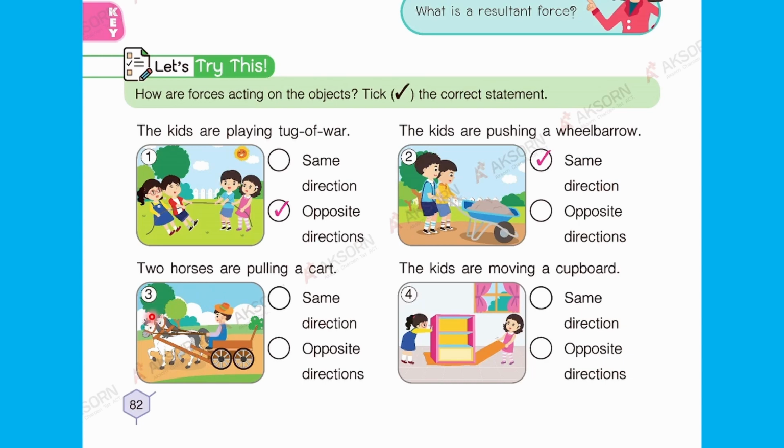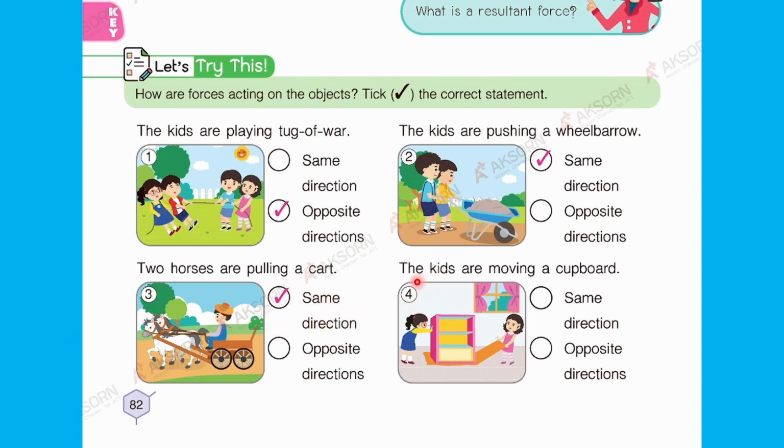Number 3. Same direction or opposite direction? 2 horses are pulling a cart. Same direction. Okay, it's the same as this, but the horses are not pushing the cart, they are pulling the cart in this direction, and the cart is moving in this direction. So it is same direction.